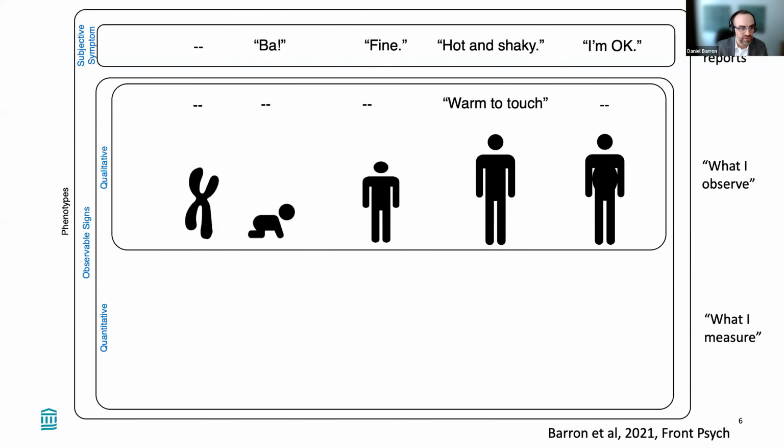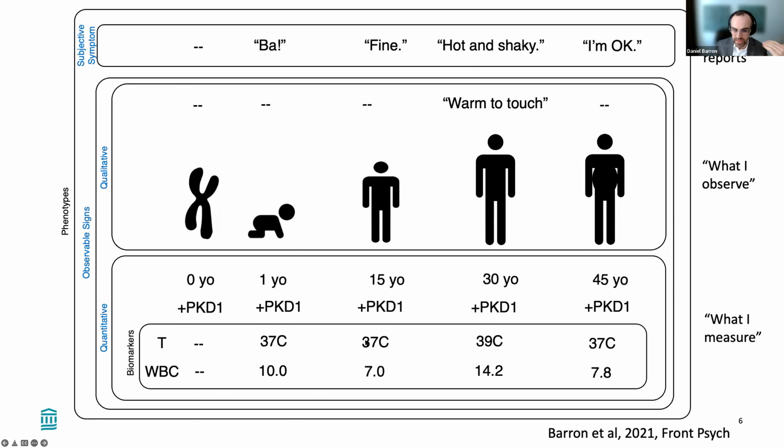Qualitatively, there are observable signs, which are things that I, as the clinician, will observe looking at a patient. You can look at their phenotype. Basically, you glance at them and say, oh, this is a child, an adolescent, an adult, a later age adult. You could also perform a physical exam, where if they say they're hot and shaky and they feel warm to the touch, you might think that perhaps they have a fever. However, being able to diagnose a fever is a little bit different. There are quantitative observable signs which are responsible for that level of diagnosis.